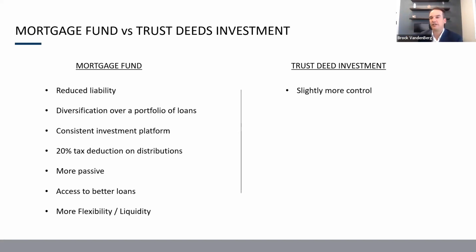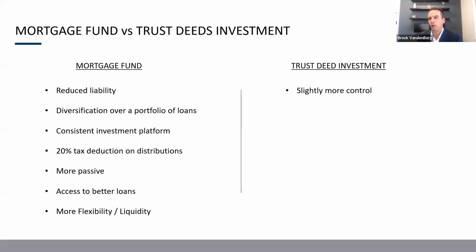20% tax deduction on distributions. This is probably the biggest advantage of a mortgage fund, or our mortgage fund, over a trust deed investment. You get a 20% tax deduction, no matter your income, on the distributions that we pay out on our mortgage fund. You don't get that on trust deeds. It's ordinary income. You don't have that option.